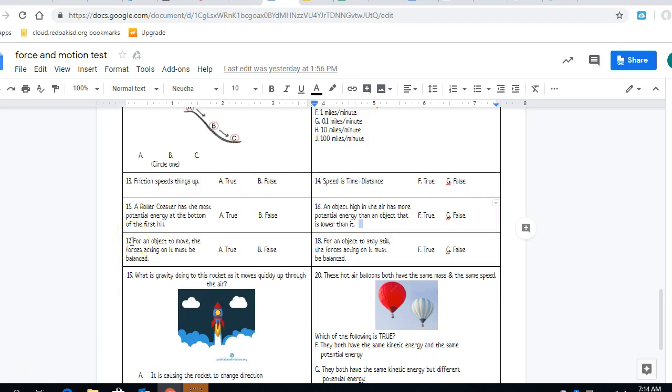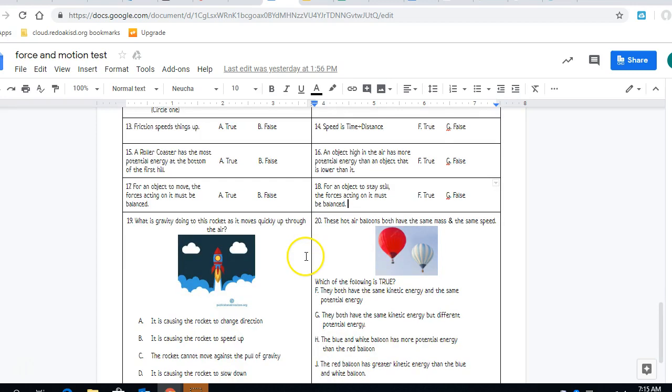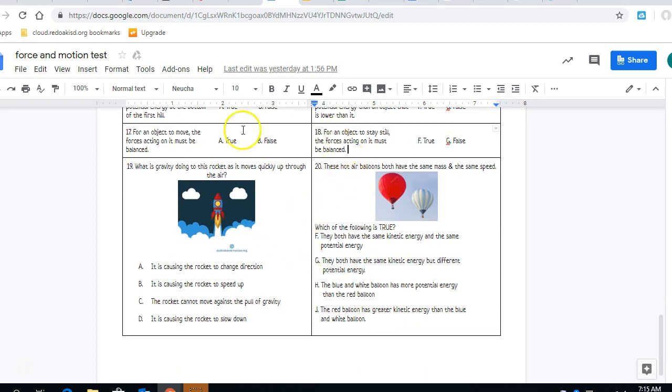Number 17, true or false? For an object to move, the forces acting on it must be balanced. Is that true or false? Number 18, for an object to stay still, the forces acting on it must be balanced. Is that true or false? Remember balanced and unbalanced forces. We had this discussion in class.